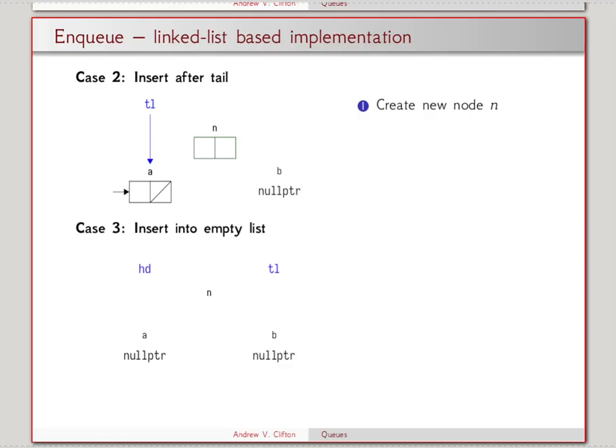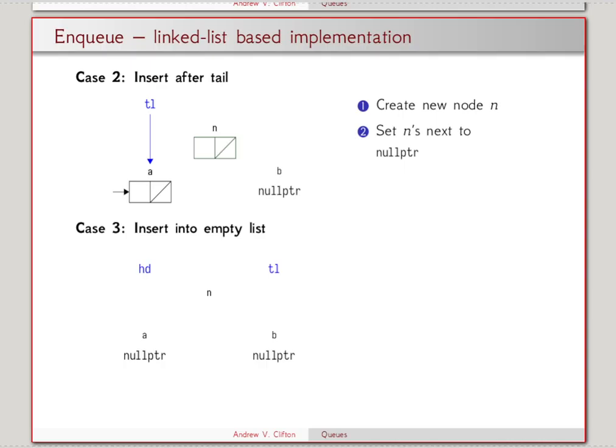All right, so let's look at enqueue in the linked list based implementation. So we have two cases, case 2 and case 3 to worry about here. And the code will be pretty similar, only one of the steps will be different here. So for case 2 here, first thing we're going to create the new node. I've already done that. That's n right there.